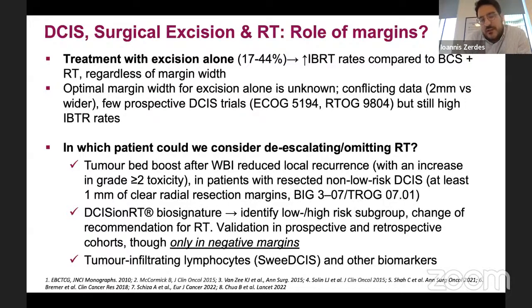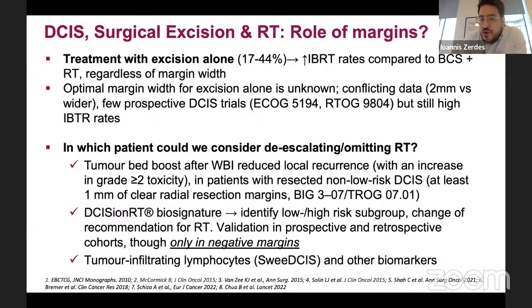The question that can be raised here, after all this data and also some other upcoming and recently published data, is in which patients could we consider de-escalation, escalation, or omitting radiation therapy. And in the recently published Lancet publication from the BIG group, in non-low risk DCIS, there was a benefit in terms of local recurrence rates with a boost radiotherapy after whole breast radiation.